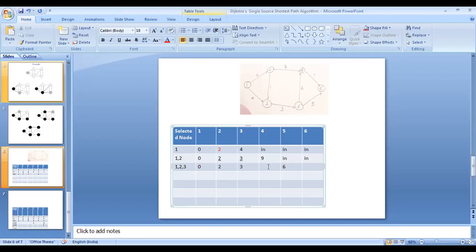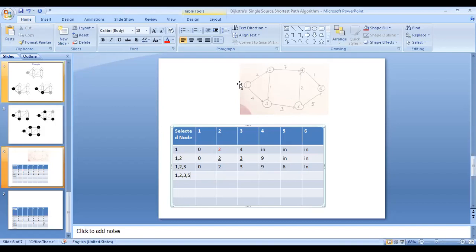Then with 4, 1 to 4, this distance is 9 as it is 6. There is no direct path, so we consider that as infinity. So from this 9, 6 and infinity, we have to select the minimum one. Minimum is 5, so we consider 1, 2, 3, then we consider vertex 5 with cost 6. So this 5 is selected, and there is a direct path from 5 to 4.